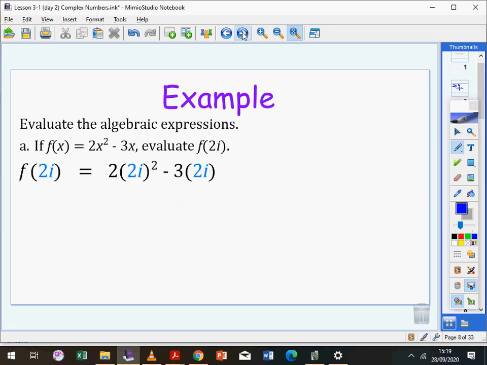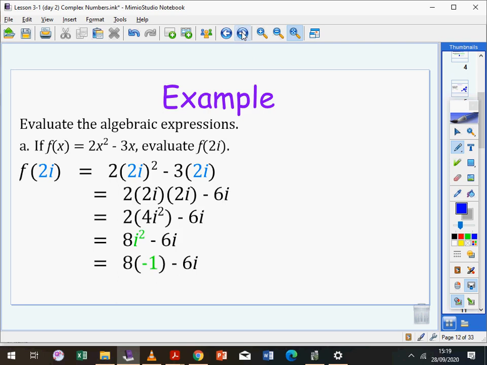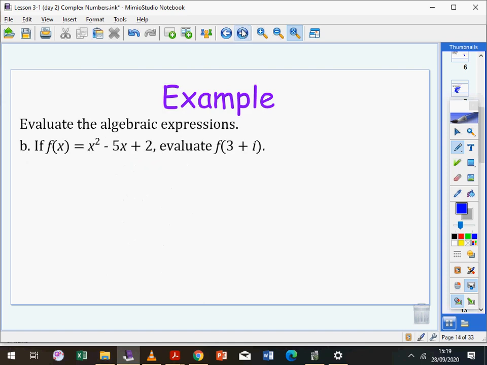Same substitution is happening here for people who like to see it better like this. So 2i is going in there twice, which is 4i squared, which is 8i squared minus 6i. Put in the negative 1 for i squared, and you end up with negative 8 minus 6i.